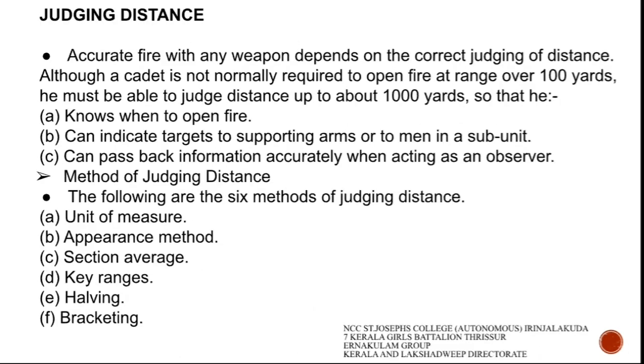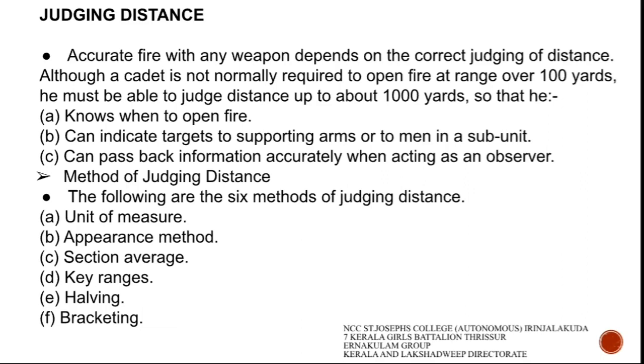Judging distance. Accurate fire with any weapon depends upon the correct judging of distance. Although a cadet is not normally required to open fire at a range over 100 yards, he must be able to judge distance up to about 1000 yards so that he knows when to open fire, he can indicate a target to supporting arms, and he can pass back information accurately when acting as an observer.